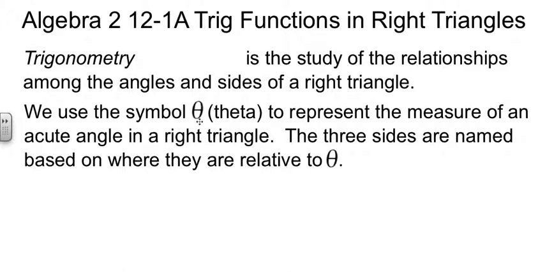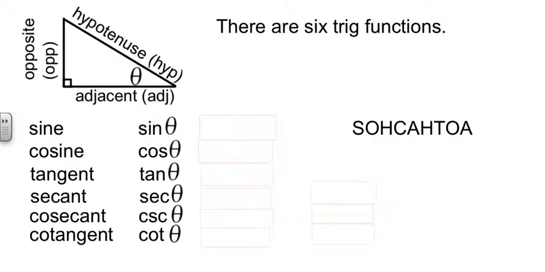And we name the three sides of the triangle based on where they are relative to our theta. If theta is this angle down here, then this side across from it is called the opposite side. The side next to it is called the adjacent side. And the hypotenuse is always the one across from the right angle. And you'll notice there's some shorthand here: op, adj, and hyp, just to simplify things for us, so we don't have to write as much.